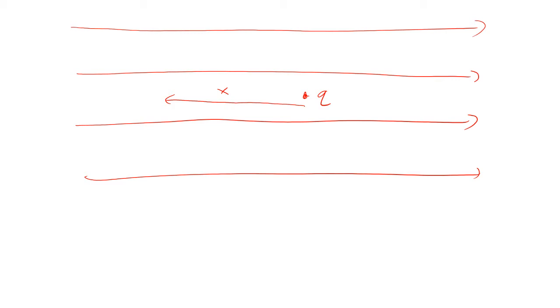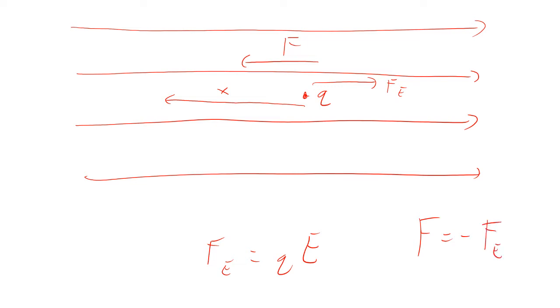Now, the problem is there's a force due to the electric field on there. The electric force is going to be Q times E, which means I have to exert a force in the opposite direction. So I have to exert a force that's minus that in order to move at constant speed. Okay, now think about this.